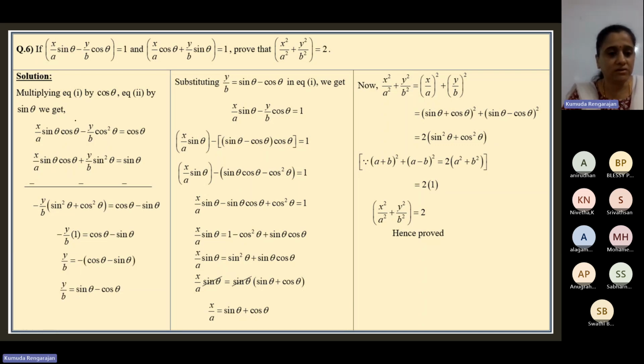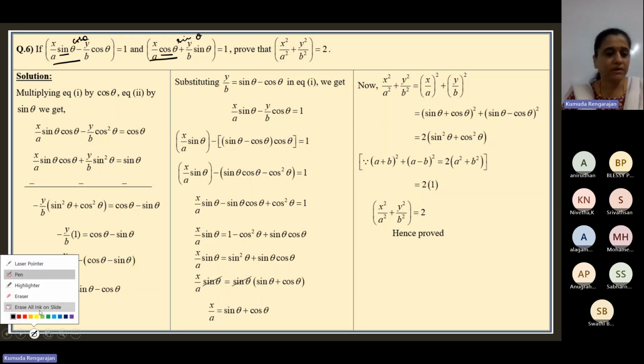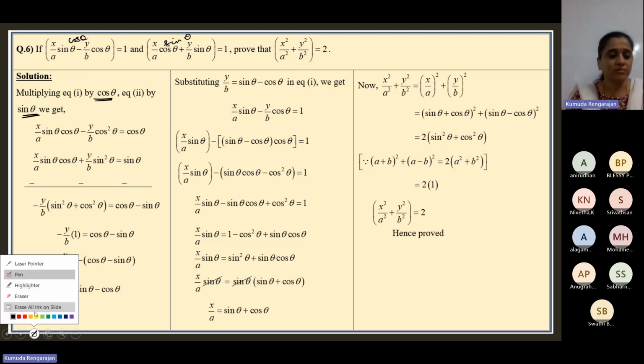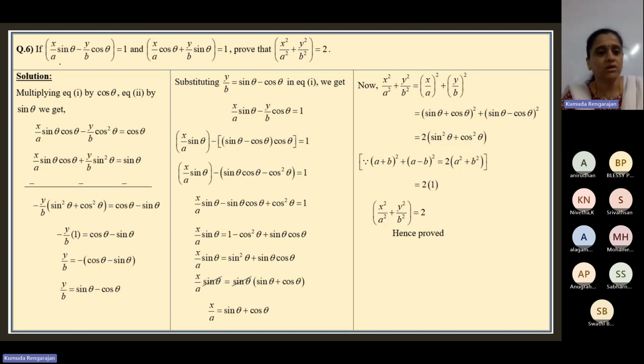So how to eliminate these terms? You can see here, this one and this one. This is x by a, x by a. This is sine theta, this is cos theta. So I should multiply this one with cos theta and this one with sine theta. Then both will become the same, right? If you multiply this one by cos theta and this one by sine theta, this will be x by a sine theta cos theta. Here also x by a sine theta cos theta. So that's what I've done: multiplying the first equation by cos theta and the second one by sine theta. Correct? Okay. You should multiply every part of the equation. The equation has three terms, no? Two terms on the left-hand side and one term on the right-hand side. Throughout all the three terms, you should multiply by cos theta. All the three terms, not only the first term.